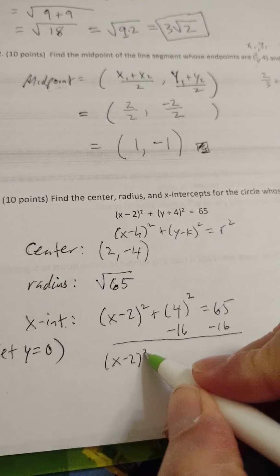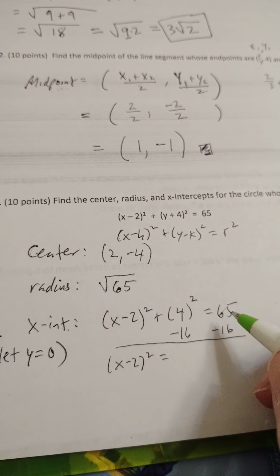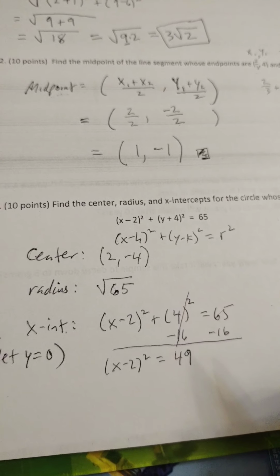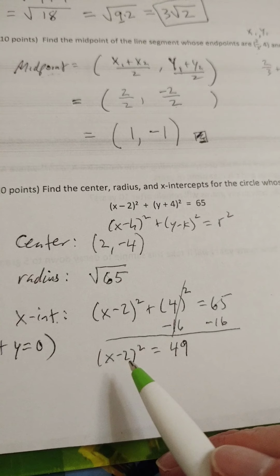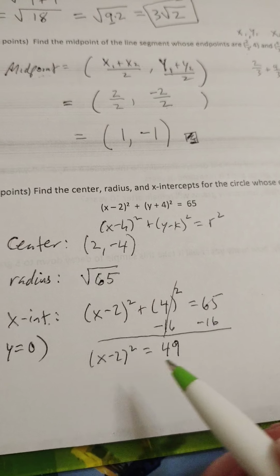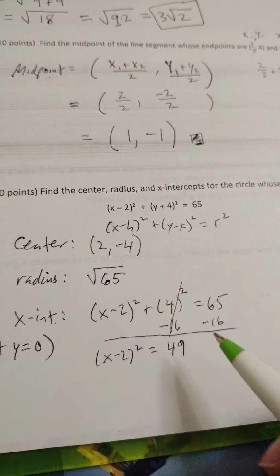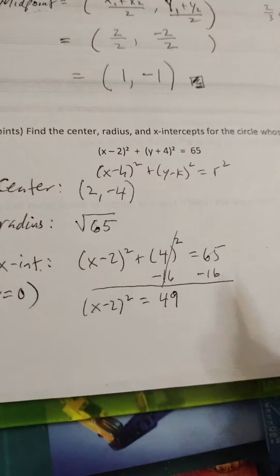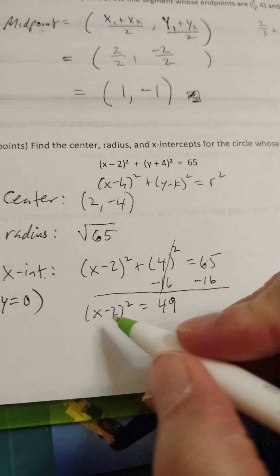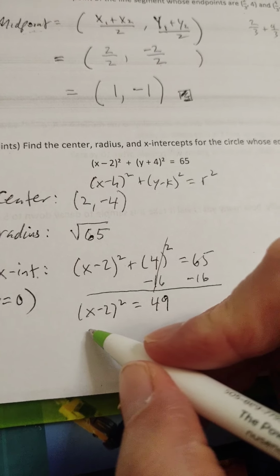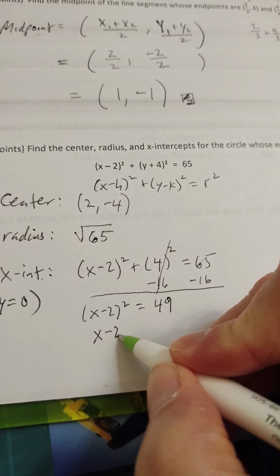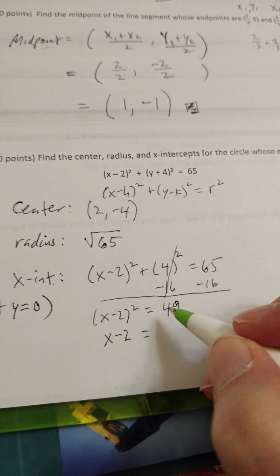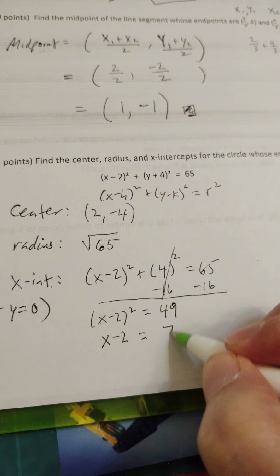x minus 2 squared equals 65 minus 16 is 49. See, these drop out. And I could FOIL this out. x minus 2 times x minus 2, subtract 49 to each side, get 0, and then factor. But I'm going to do it the quick way, the square root method. Just take the square root of each side. The square root of something squared is going to be that something. So when I take the square root of each side, I just get x minus 2 because the square root undoes the square. And that's going to equal, the square root of 49 is 7.